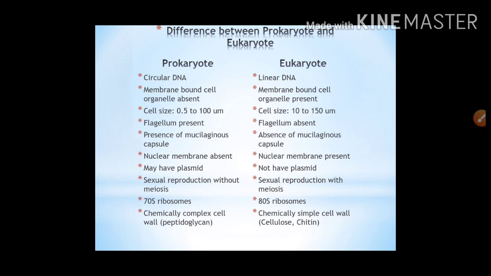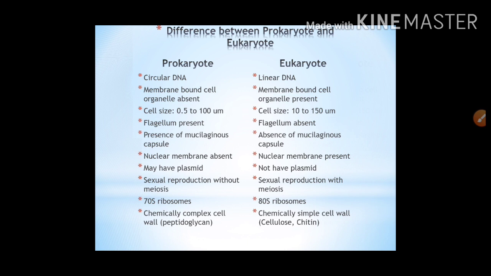Nuclear membrane absent, present. Now prokaryotes have plasmid but eukaryotes don't have. Then sexual reproduction without meiosis, here meiosis happens because diploid genome is there. Now prokaryote have 70S type of ribosomes, eukaryote have 80S type of ribosome. Now prokaryotes have cell wall which is made up of peptidoglycan or lipopolysaccharides.